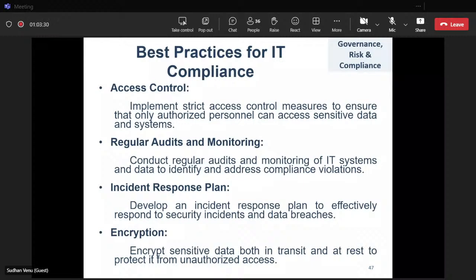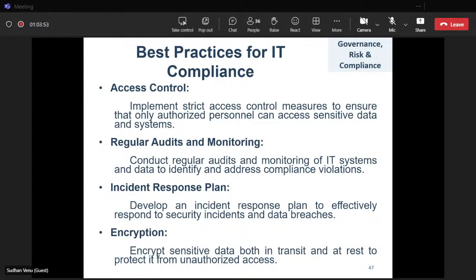And regular audit and monitoring: conduct regular audit processes and monitor the IT systems to identify and address compliance violations. And they have to plan for the IR team, that is the incident response team, and develop an incident response plan to effectively respond to security incidents and data breaches.